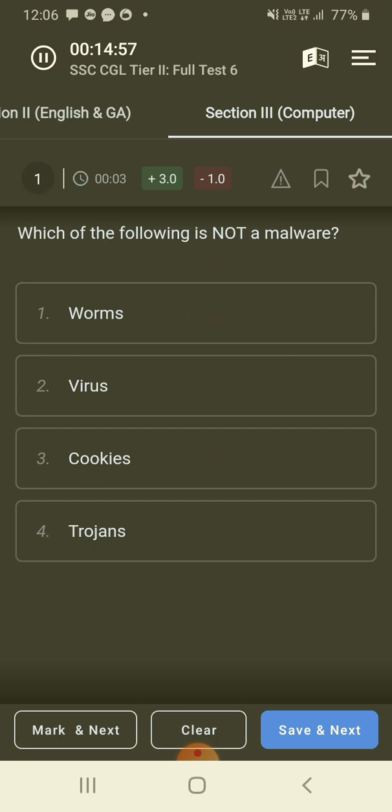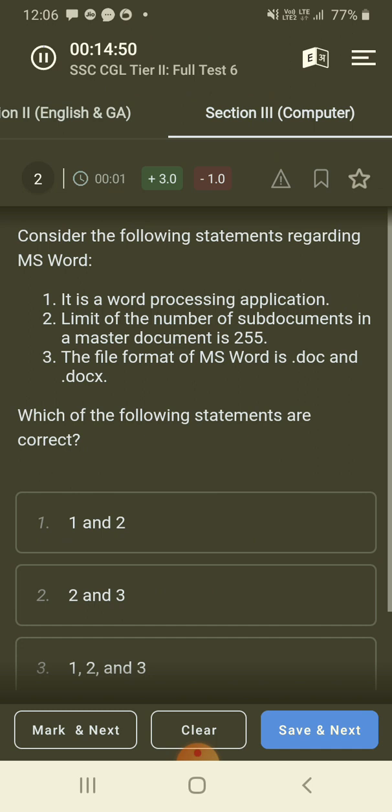Which of the following is not a malware? Virus, cookies. Consider the following statements regarding MS Word. It is a word processing application. The limit of the number of sub-documents in a master document is 25. The file format of MS Word is doc.